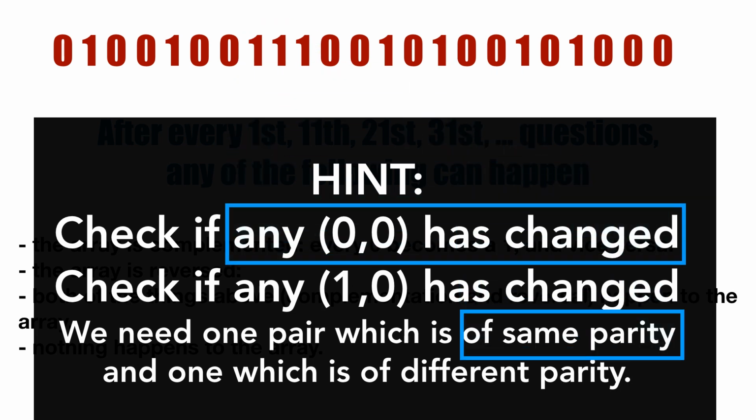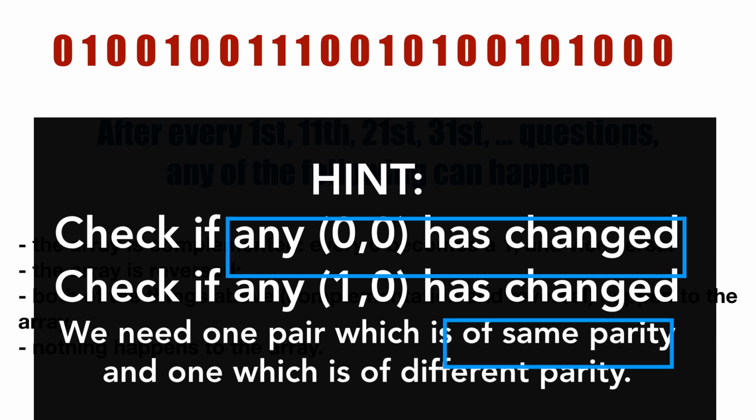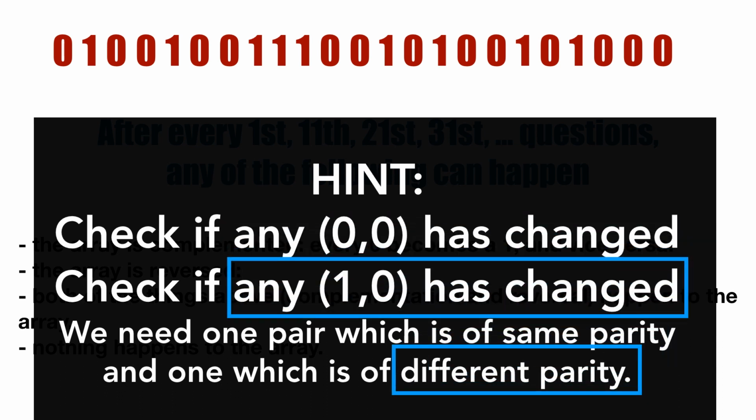Basically, we have to check whether a pair of same parity has changed, and we have to check whether a pair of different parity has changed. By same parity means 0, 0 or 1, 1. By different parity it means 0, 1 or 1, 0.